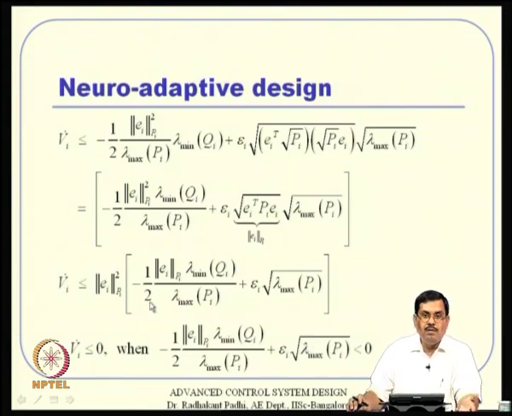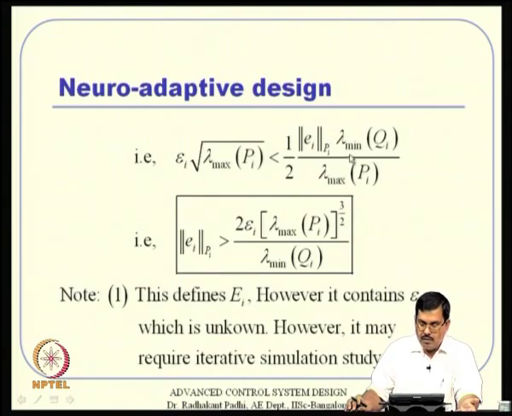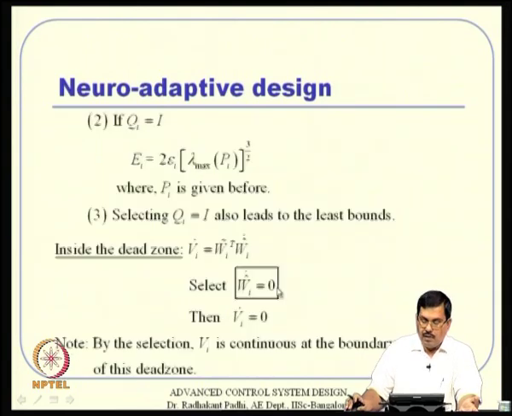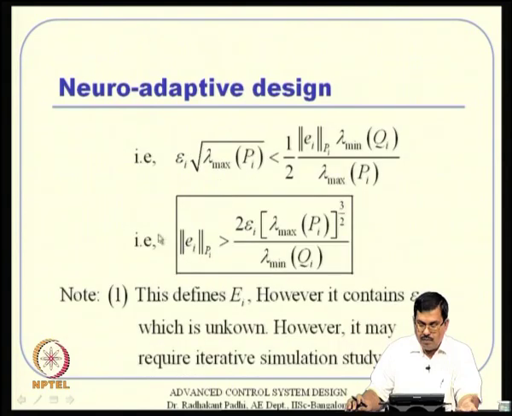If it is negative definite, then you are done, but it will not be like that. Under this condition it will be negative, less than or equal to 0. So, when you analyze this condition, it gives us a very nice result. It tells us that if the norm of Pi is greater than or equal to this quantity, then Vi dot is less than or equal to 0. And this norm is actually an error magnitude quantity that has to be greater than the bound.